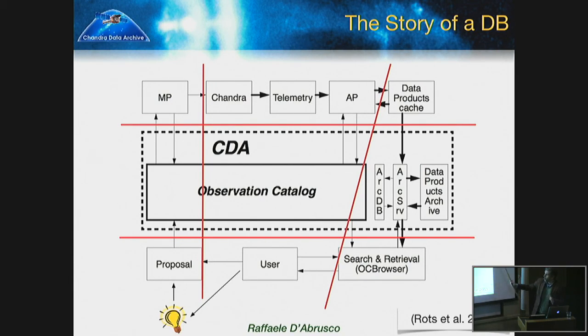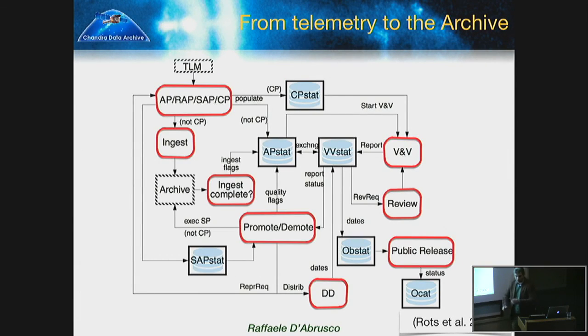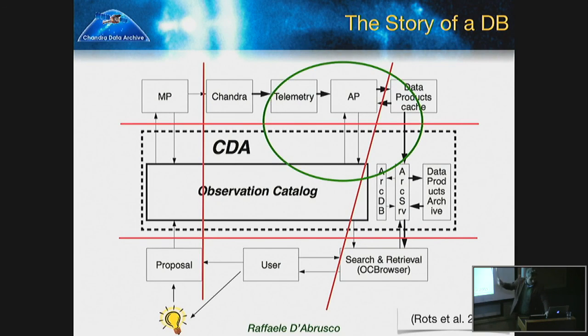It's a kind of organization that really tells you how central the archive operation teams are, at least as far as planning and how observations are reduced. But this is the story of one database, and of course there are many more of them. So I want to focus on this small area here. I will just zoom in and use another very useful diagram from Arnold's paper in 2002, which just shows what happens in this small area when we zoom in.